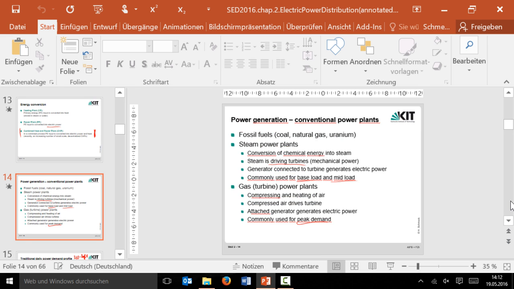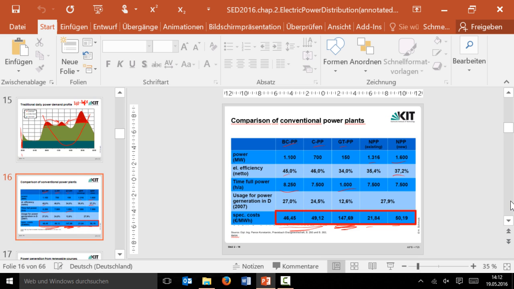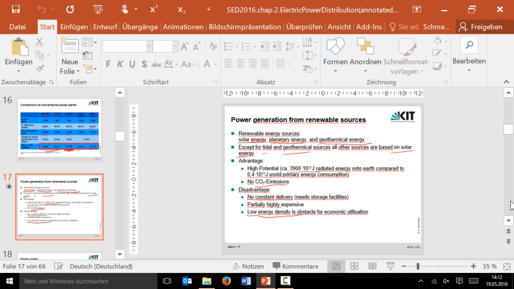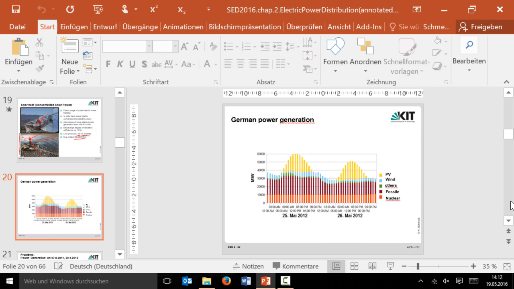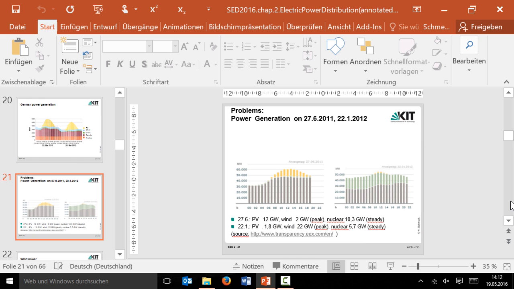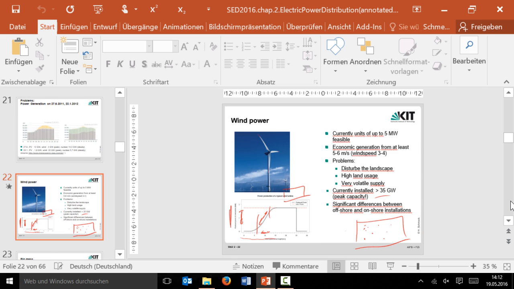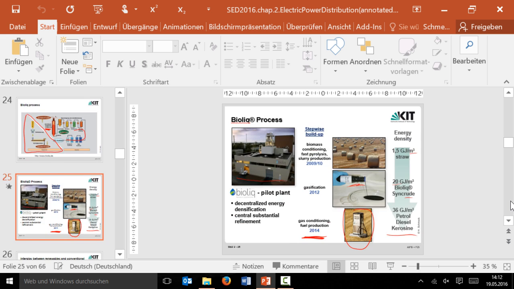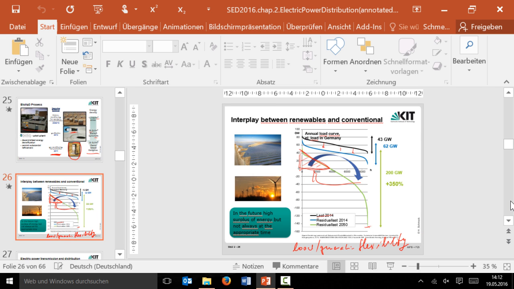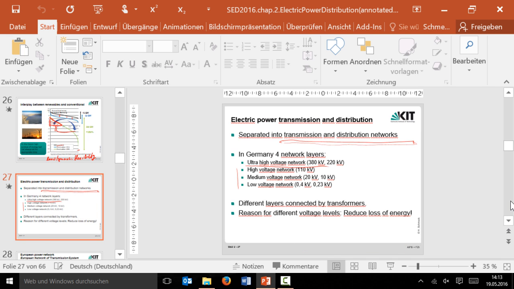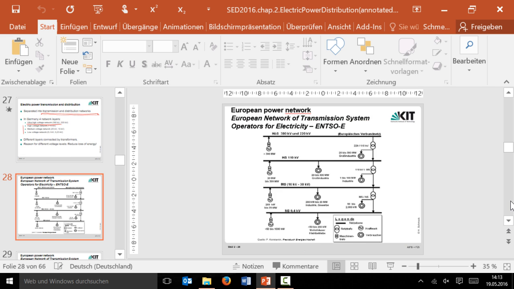Then we looked at different types of power generation plants. There was this diagram here. I showed you some examples of power generation from renewable sources, photovoltaic, solar heat. Made this brief view again on different types of power generation from renewables. Looked at wind power. Showed you something about biomass, the Biolic process. I showed you something about the need for flexibility and the need for energy beyond the power generation from renewables. We looked then at power transmission and distribution, gave you a view on the networks.